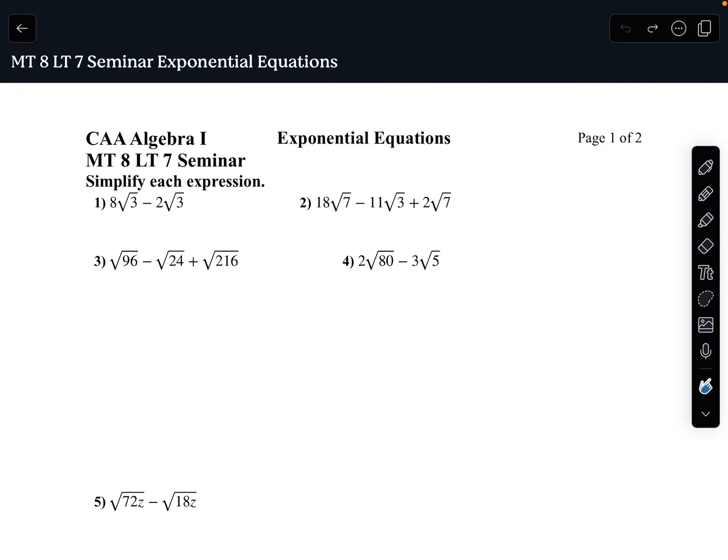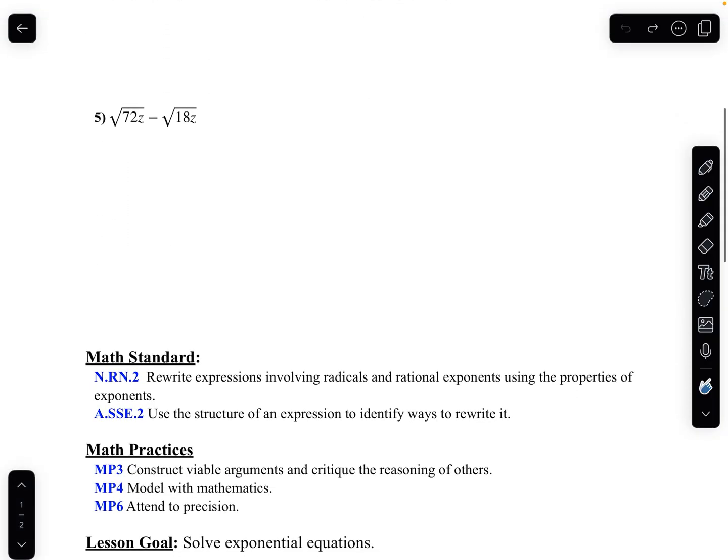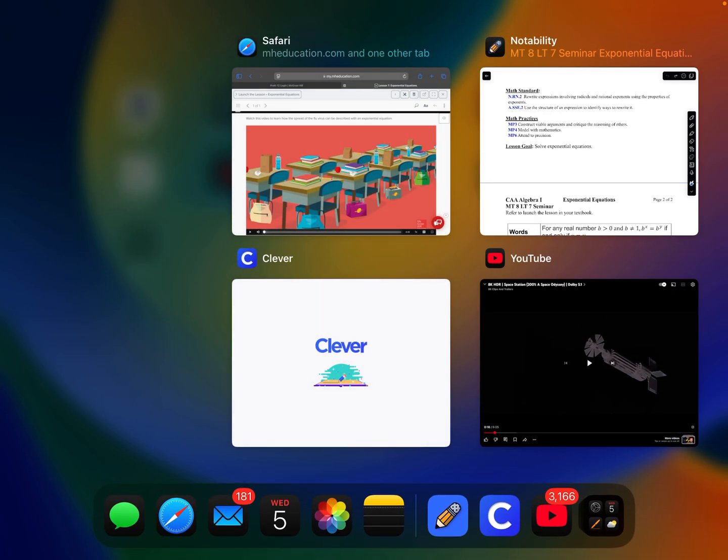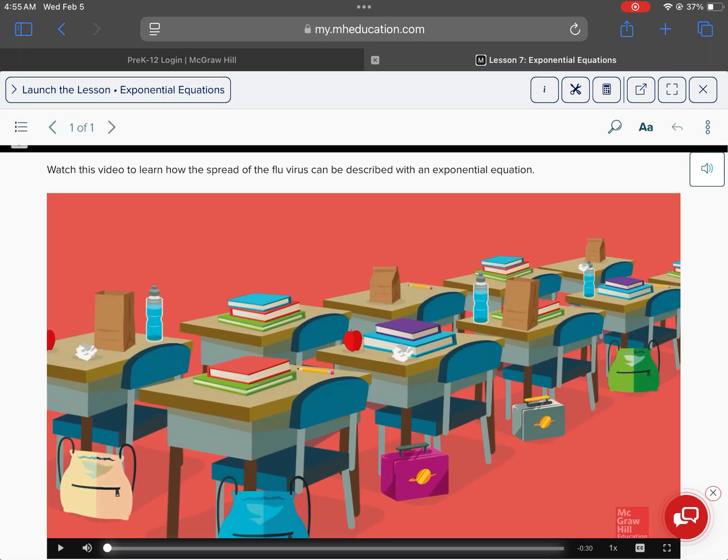Let's take a look at your MT8 LT7 seminar on exponential equations. First thing, do the first 5 questions. Want to go over those in class. And what we're going to do is solve exponential equations. Let's take a look at a short video about what an exponential equation is.